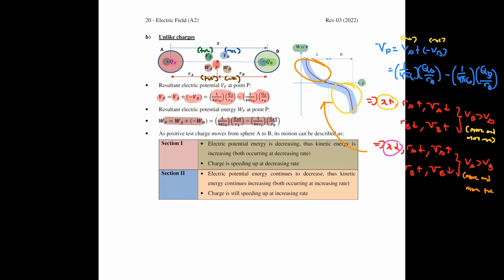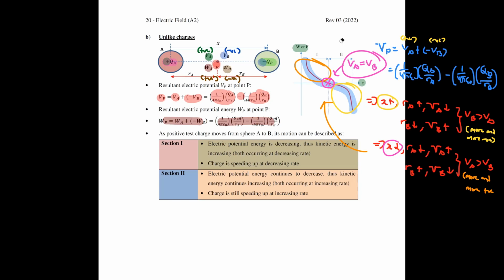If you go more towards the left, you will become more and more positive. If you go more towards the right, you will become more and more negative. That's why your graph looks like this right now. And not to mention, you will have one particular point where you have zero resultant potential. This point here is where VA is exactly equal to VB. So that's how you get this graph shape.